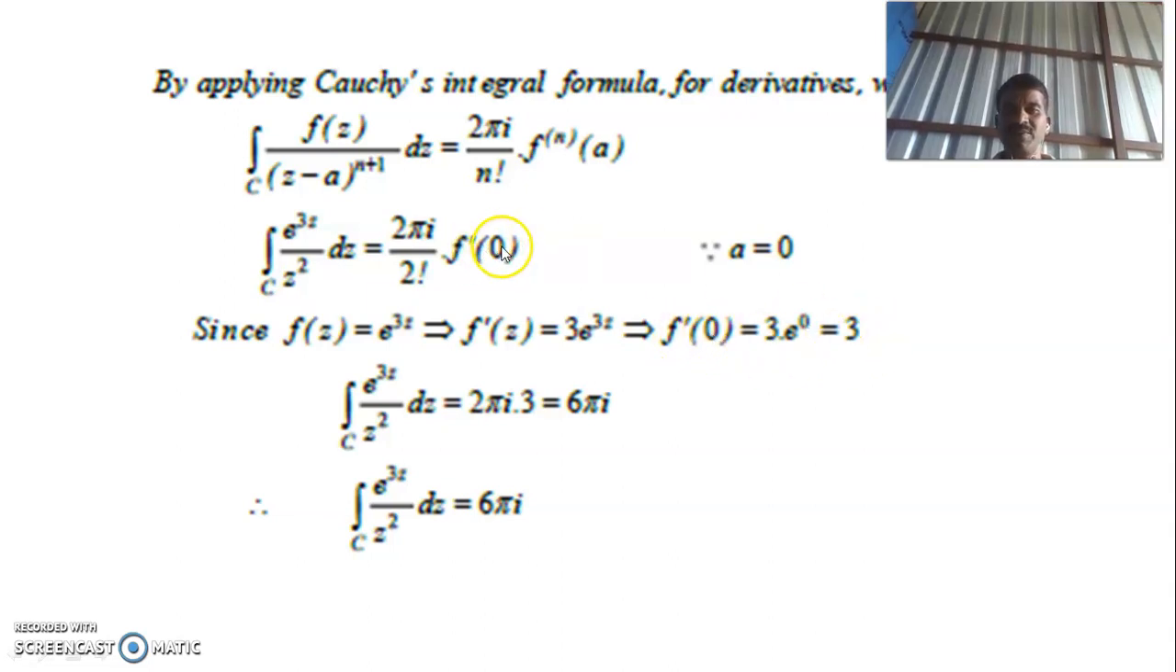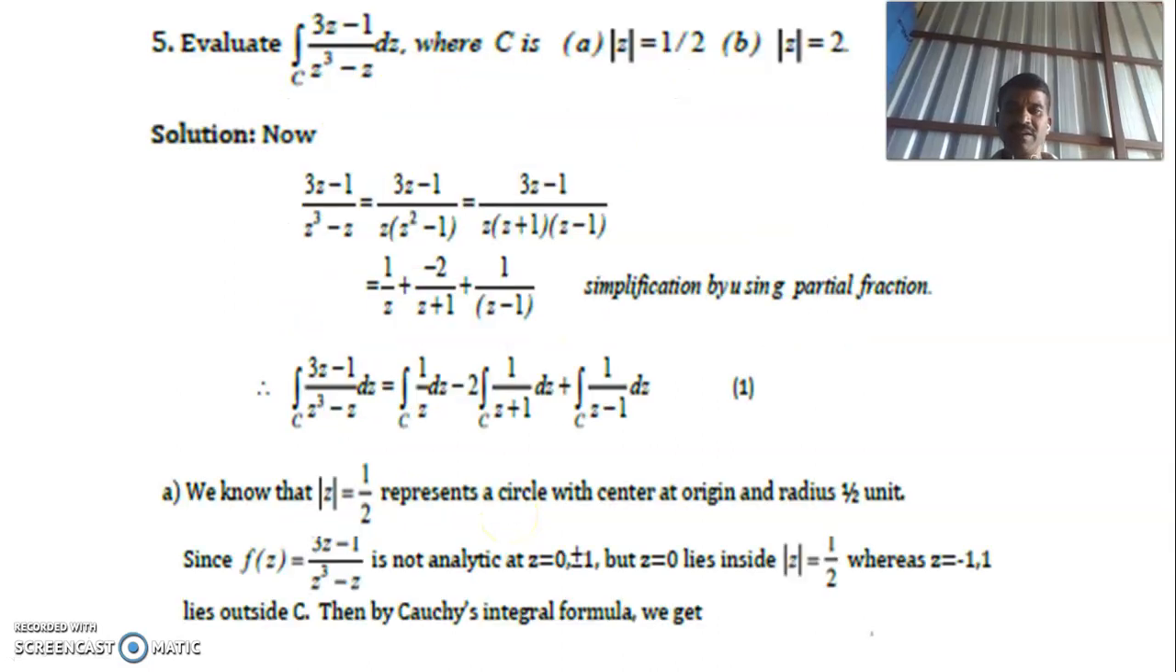Substituting f dash of 0 in the result of this integration gives 6 pi i as the result. In the fifth problem, again, it is the integral of (3z minus 1) by (z cube minus z) over the closed contour C, where the circle is mod z equal to half and mod z equal to 2. For the first domain we can check it, and the second domain also.